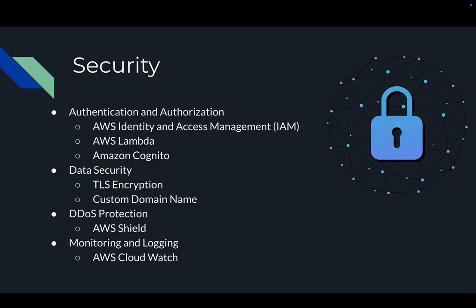So first thing, you have authentication and authorization. I guess the first one we can talk about, which is a big one or the most used one, is IAM, which is AWS Identity and Access Management. You can control access to APIs using IAM roles and policies, and you can also ensure the authorized user or application can call your API.